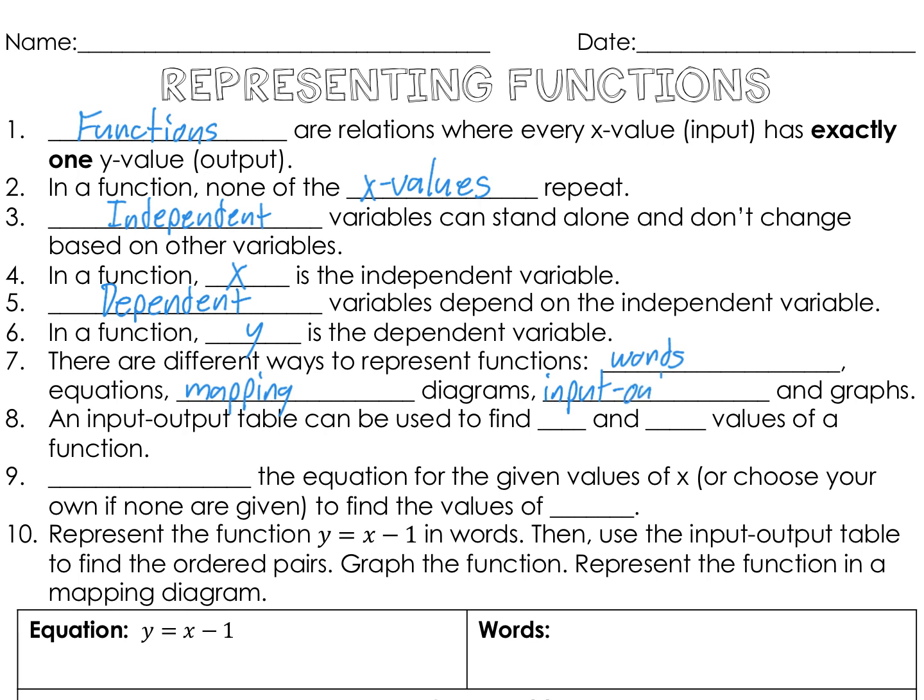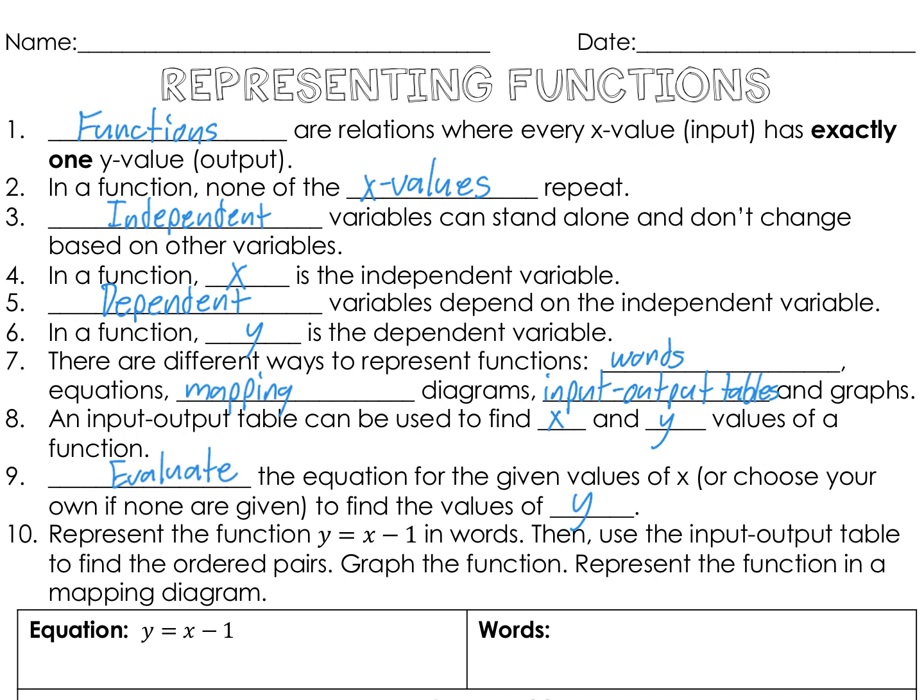There are different ways to represent functions: words, equations, mapping diagrams, input-output tables, and graphs. An input-output table can be used to find the x values and y values of a function. We can evaluate the function for the given values of x, or choose your own if none are given, to find the values of y, or f of x.